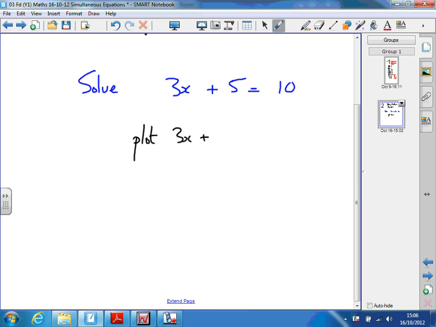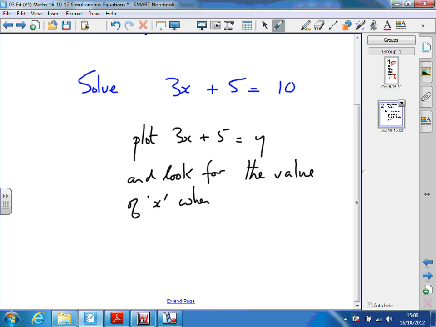3x plus 5 equals y and look for the value of x when y equals 10. So we could solve graphically. We could plot the graph of y equals 3x plus 5, and then once we've got the graph, find where y equals 10. So look for the value of x when y equals 10.